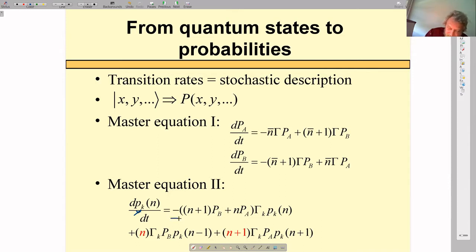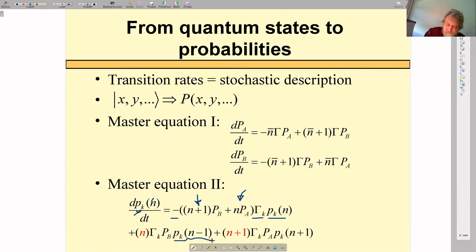Let me start with negative terms, what bookkeepers call expense. For a given n, I can have processes with emission and absorption which change n by plus or minus 1. So I will bring these rates over here. All right. Positive terms.